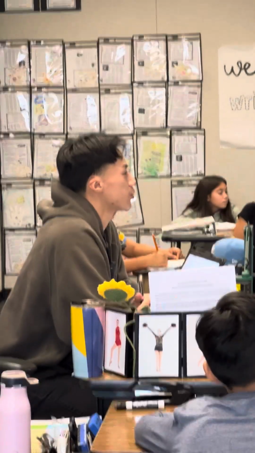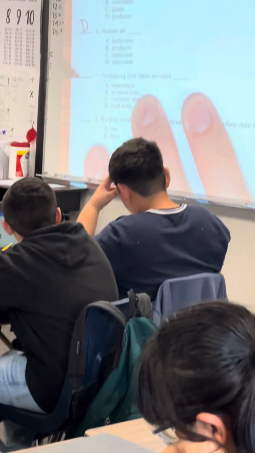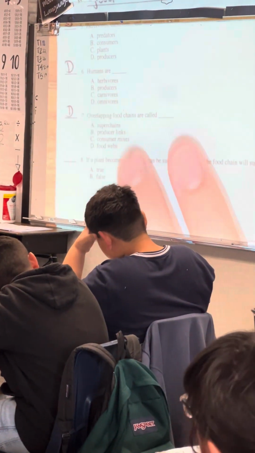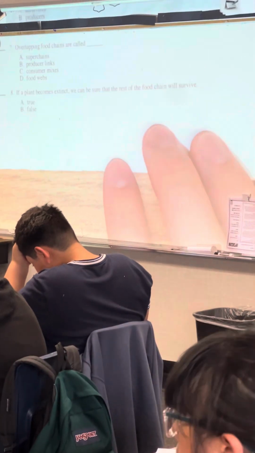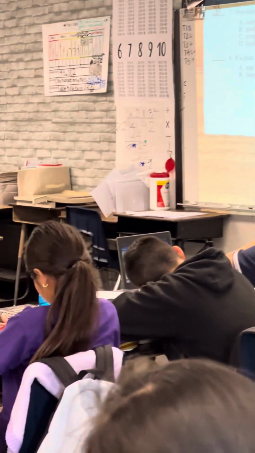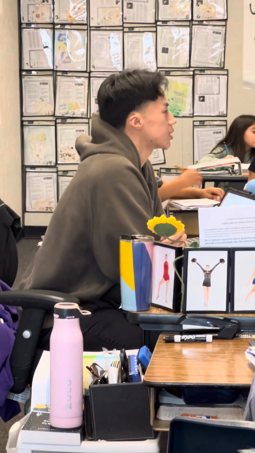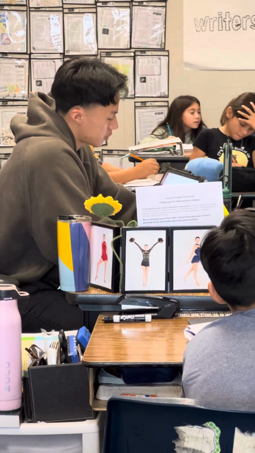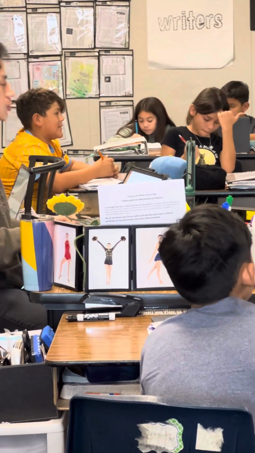Okay, overlapping food chains are called... Diego. Correct. It's food web. And last one, if a plant becomes extinct, we can be sure that the rest of the food chain will survive. True or false? Kathy? False? Okay.